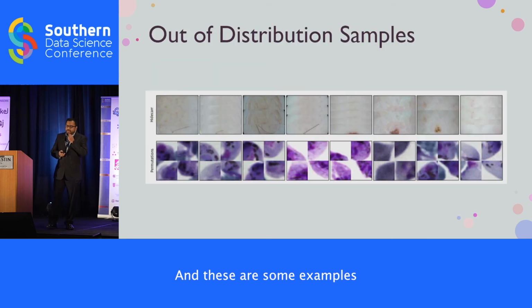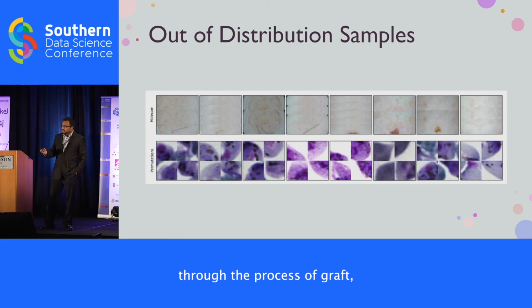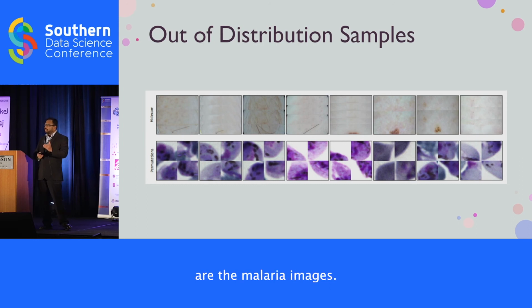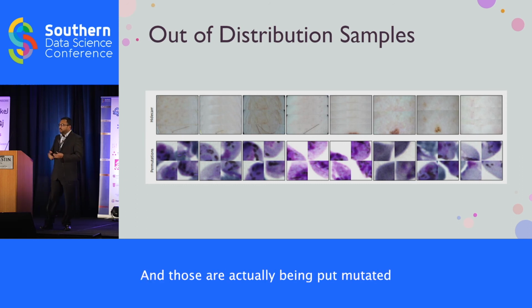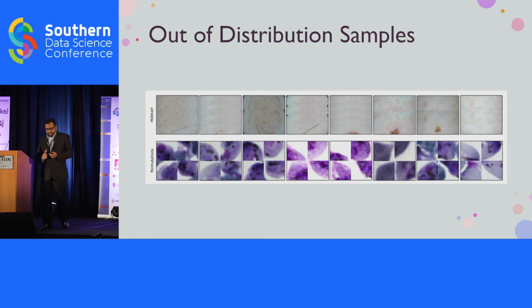And these are some examples of out-of-distribution samples which we generated. On the top, you can see the images of skin cancer. As I mentioned, they go through the process of class activation maps and we remove those discriminative regions. And then at the bottom are the malaria images, and those are being permuted to serve as the out-of-distribution examples.